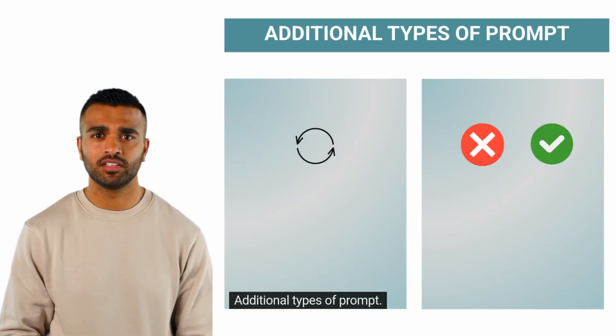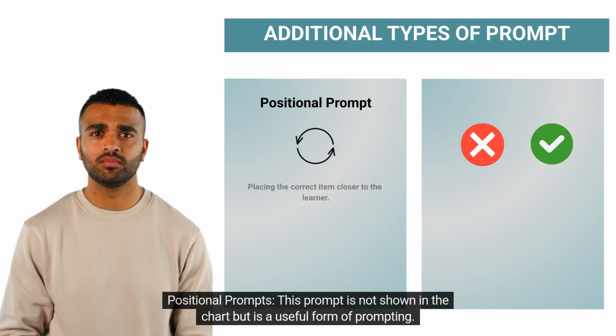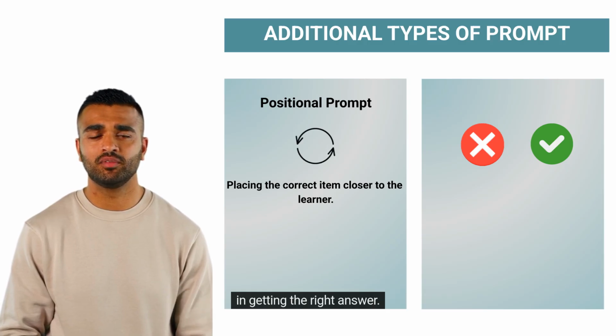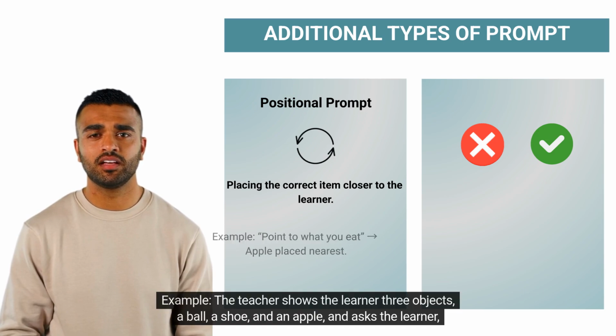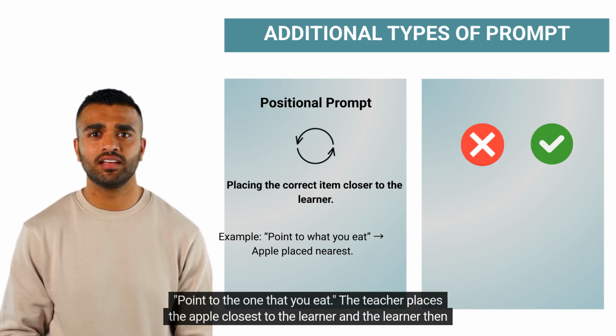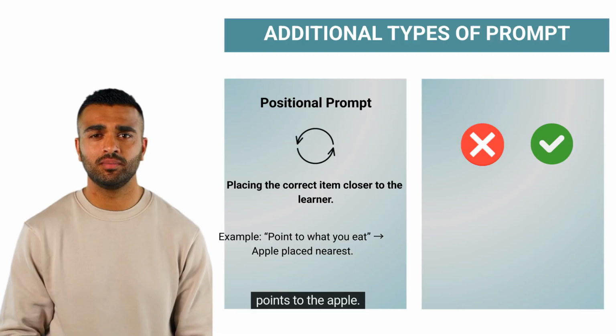Additional types of prompt. Positional prompts. This prompt is not shown in the chart but is a useful form of prompting. These are prompts in which you place the targeted item slightly closer to the client to support them in getting the right answer. Example: the teacher shows the learner 3 objects, a ball, a shoe, and an apple, and asks the learner, "Point to the one that you eat." The teacher places the apple closest to the learner, and the learner then points to the apple.